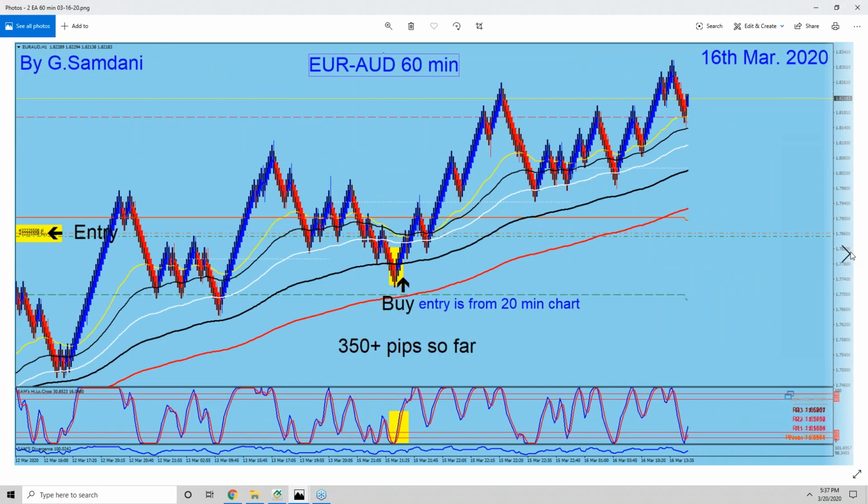The second one is EUR-AUD, and this is a 60-minute chart because it went up so fast, so high, so long that the 20-minute chart was not covering my entry on the screen. So I have to show this 60-minute chart after. This is the setup, but then there was a 20-minute entry, and this is where I made the entry, from the 20-minute chart.